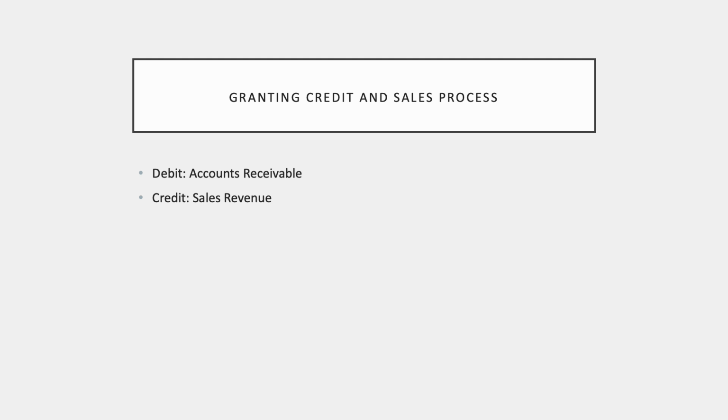Let's start with granting credit. This is where the business decides which customers can buy on credit and sets limits. For example, a customer might be approved for up to $10,000 in credit with 30-day payment terms. This process needs strong controls to prevent unauthorized credit approvals. Once a sale is made, journal entries need to be accurate and properly recorded.